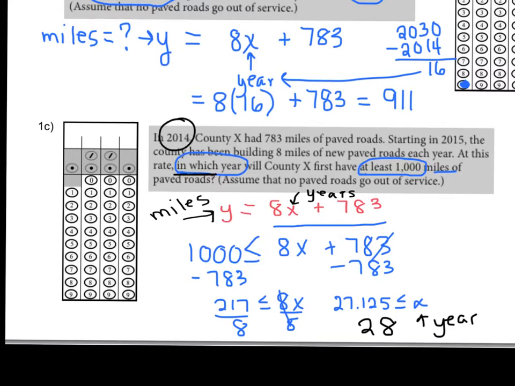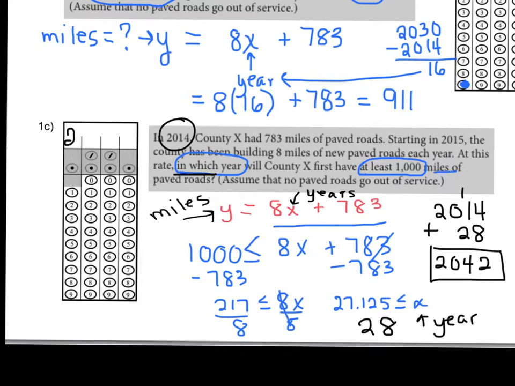They didn't ask specifically how many years, they asked in which year. So the beginning of this situation was the year 2014. We have to add to it that after 28 years, there will be at least 1,000 miles of paved roads. And when we add all this up, we're going to get the year 2042. So we'll fill in 2042, and we'll bubble in the 2, the 0, the 4, and the 2.